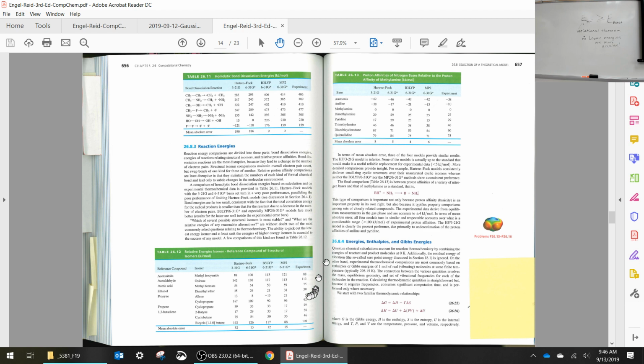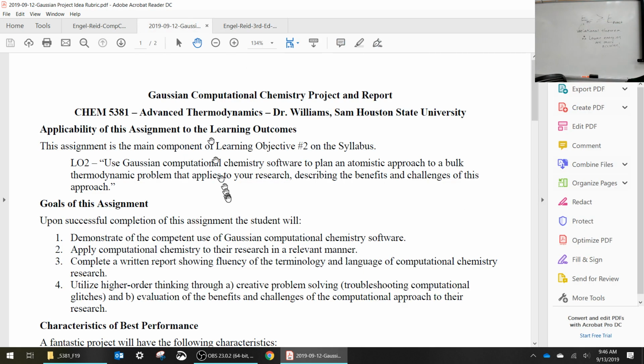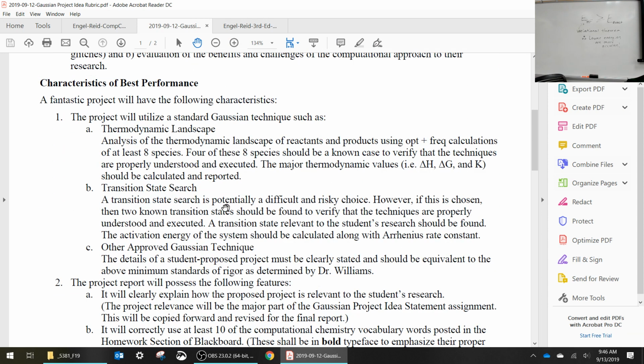These calculations, when I talk in your paper, and we will on Monday. So over the weekend, look at this document. There's 3 types of projects. So let me flip to that. One option is to do a thermodynamic landscape.